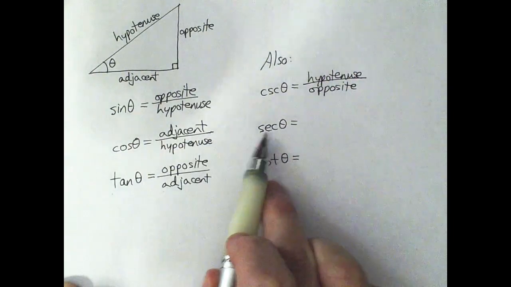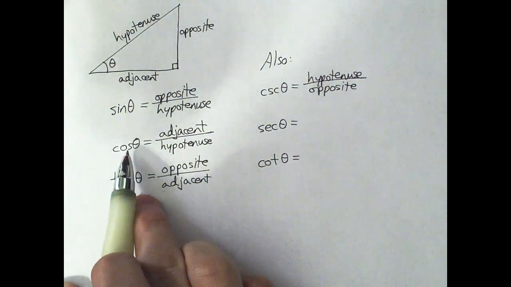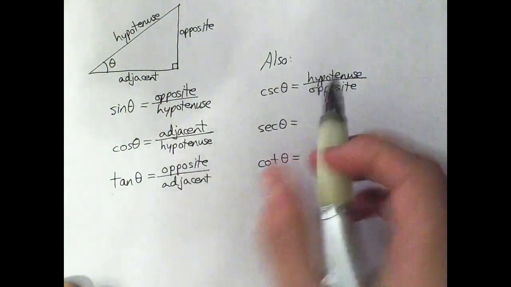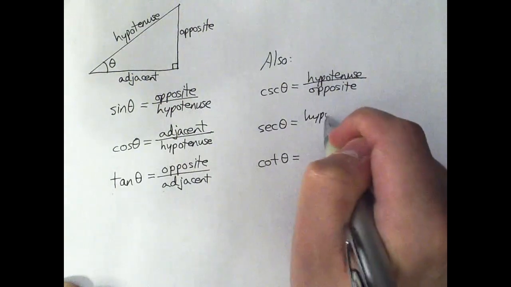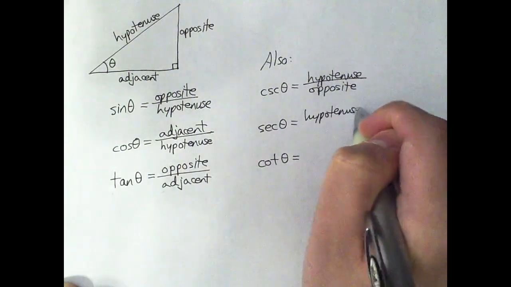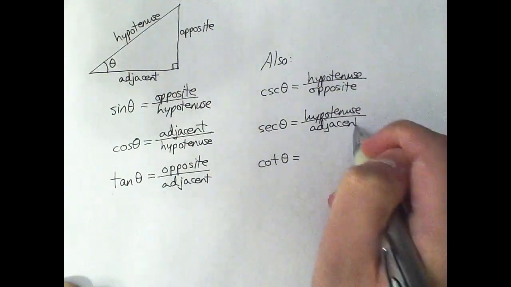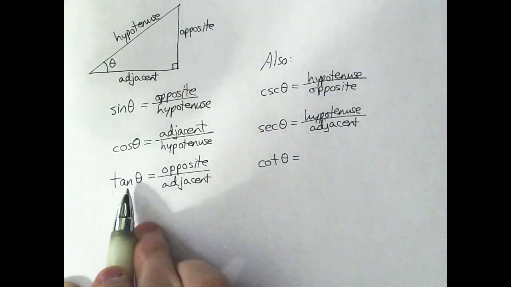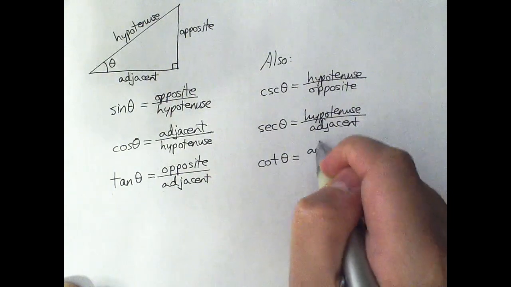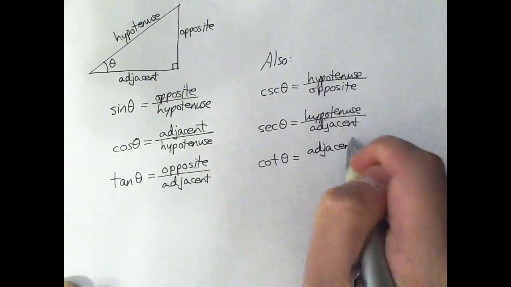Right? Secant is always the reciprocal of cosine. So flip this upside down. You get hypotenuse over adjacent. Cotangent is the reciprocal of tangent. So adjacent over opposite.